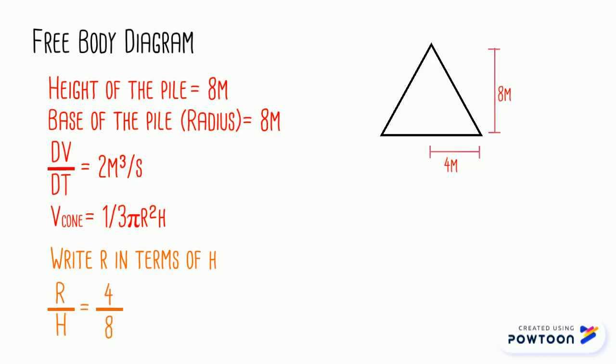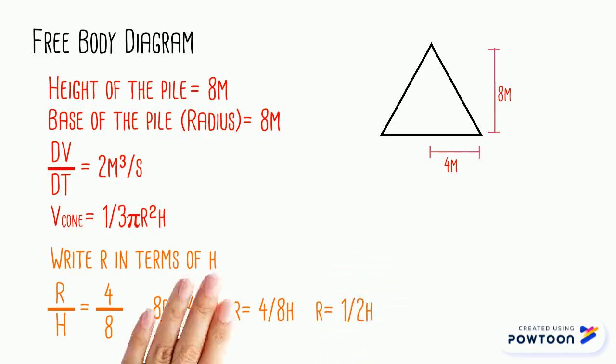We need to cross multiply, making it 8r is equal to 4h. Isolate r by dividing 8 in both sides. We now arrive with r is equal to 4 over 8 times height, making it r is equal to 1 over 2 times height. Let's go back to the formula of getting the volume of the cone. V is equal to 1 over 3 pi r squared times height. Replace r to 1 over 2h.